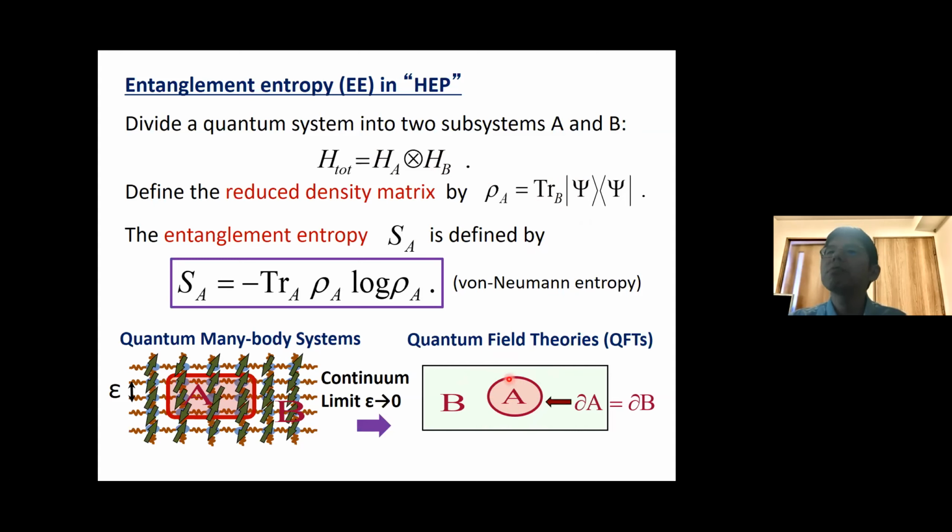Let's assume the observer is sitting at A. Then we have this coarse-grained density matrix, which we call the reduced density matrix. And we can define entanglement entropy by the standard von Neumann entropy, minus rho log rho. So this is a way to calculate entanglement entropy in quantum field theories.